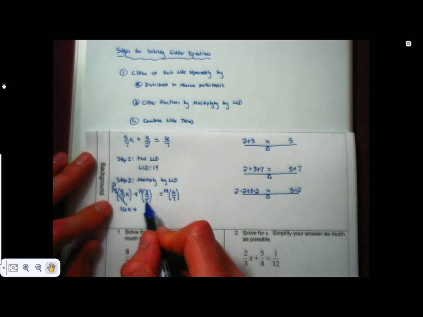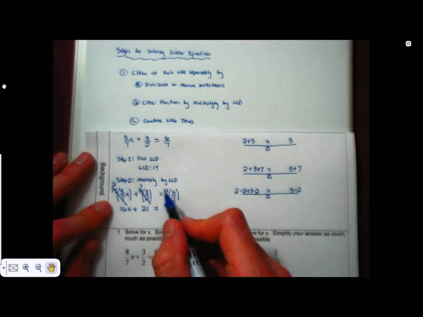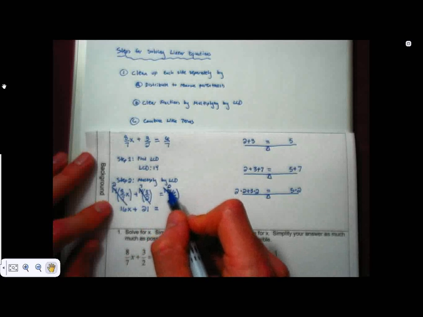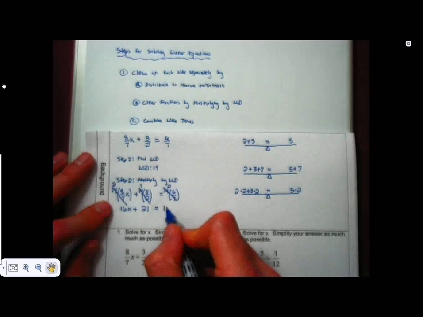14 divided by 2 is 7, so I'm going to cross those two guys out and just write 7. 7 times 3 is 21. And then 14 and 7 again cross each other out and make 2. And I'm left with 12.